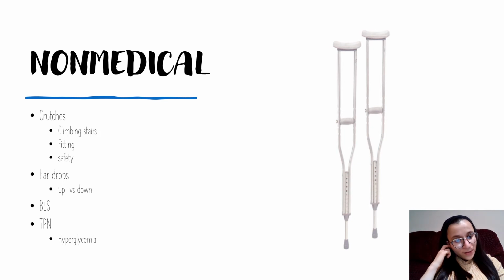Okay, so now we go on to TPN. TPN is total parenteral nutrition. It's basically feeding the patient, but you bypass the GI system. So it's given through an infusion pump and through a central line. The main complication you want to know for that is hyperglycemia, so you want to monitor the blood sugar.